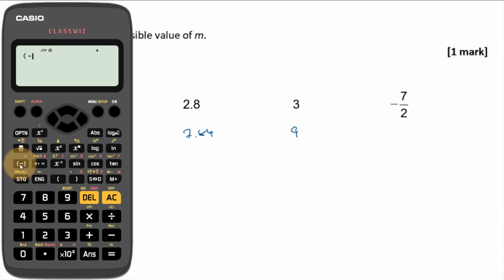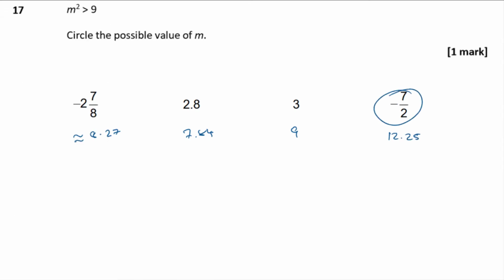I'm just going to show you. If you've got negative 7/2 and you square it, that gives me 12.25. Okay, now I spotted that one straight away because 7/2 is 3.5, and if it's negative 3.5, when you square a negative number, it's still going to give you a positive one. So I could spot that that one was going to be the right answer. But anyway, if you don't know, just square them, it will tell you.